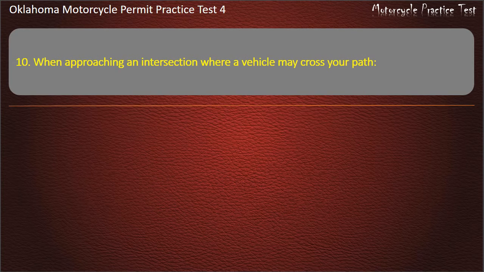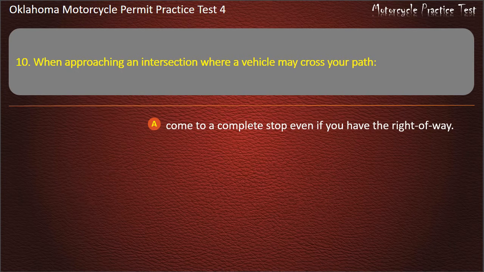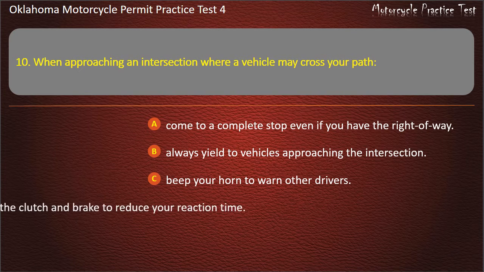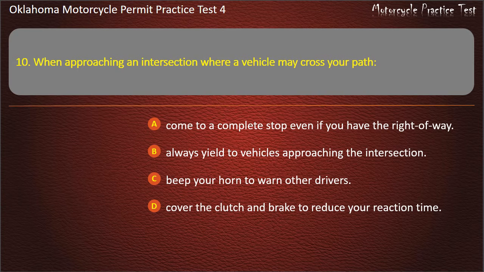Question 10. When approaching an intersection where a vehicle may cross your path, come to a complete stop even if you have the right of way. Always yield to vehicles approaching the intersection. Beep your horn to warn other drivers. Cover the clutch and brake to reduce your reaction time. Answer. Cover the clutch and brake to reduce your reaction time.